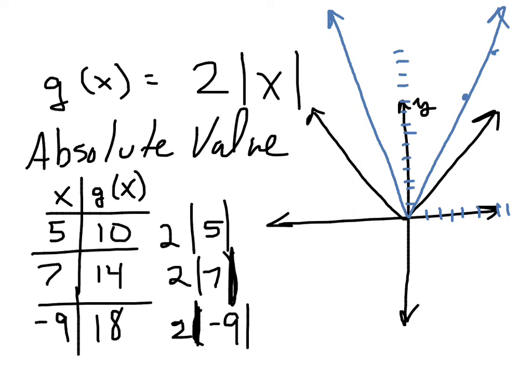Okay? So when you guys told me vertical stretch, absolutely correct. So is an absolute value always going to be a vertical stretch? No. It's the 2 on the outside that makes it vertical. The absolute value is just the parent. Okay. So it's a vertical stretch by the number 2. Okay?